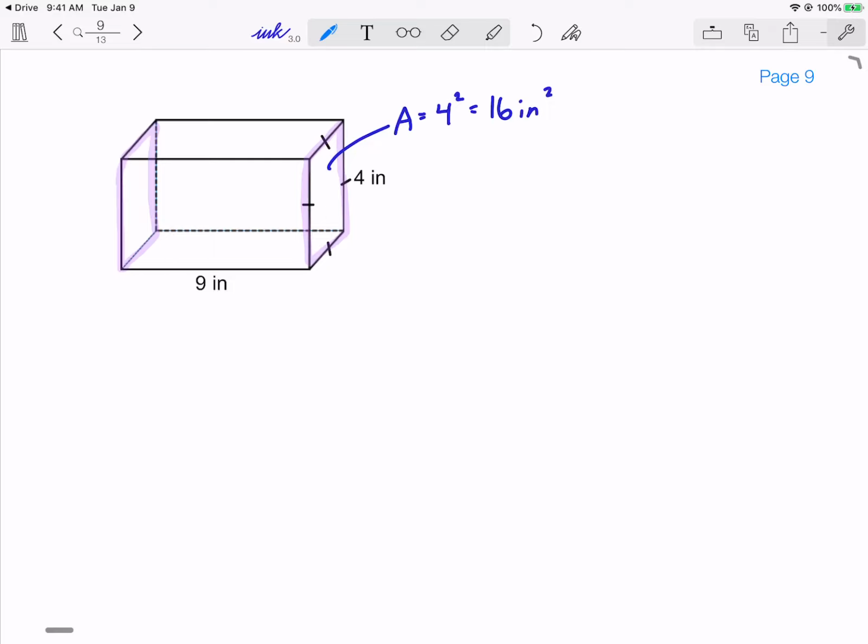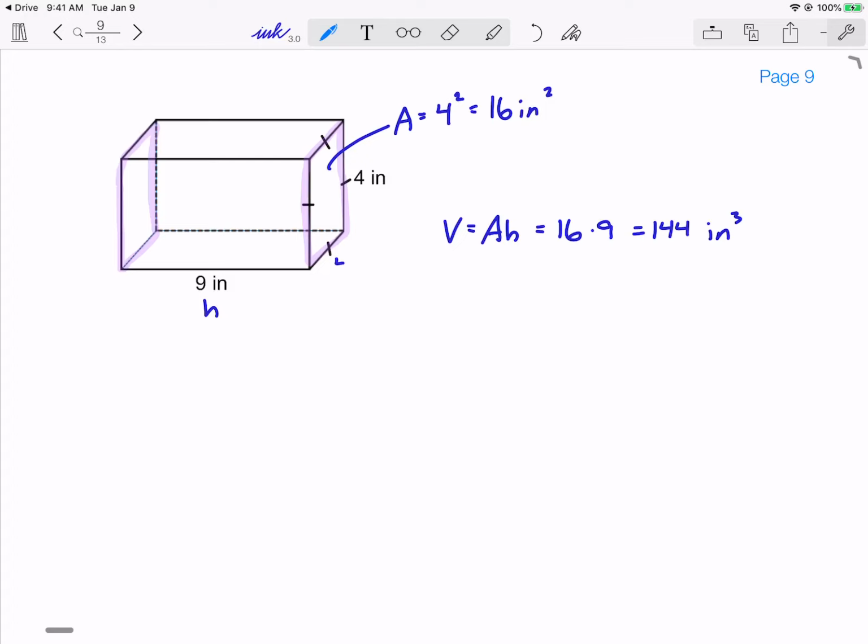Remember, the area of a square is just that side length squared. And then I have to multiply by the length or the height of this box. This is kind of turned on its side. So I'm going to do volume equals A times H, which is simply 16 times 9 is 144 inches cubed.